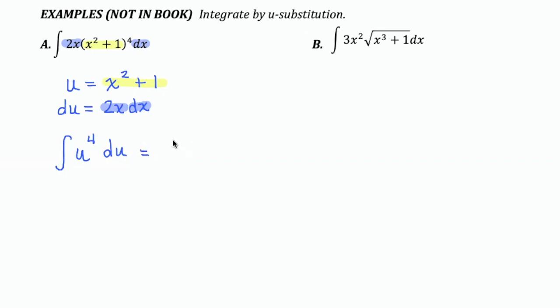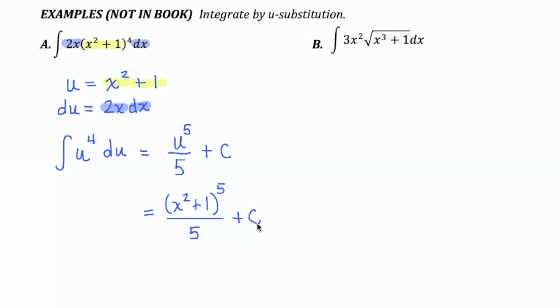u to the fourth, we're going to make it u to the fifth divided by 5. And we're going to put a plus c on this because this is an indefinite integral, the family of antiderivatives. This would be your answer in terms of u. The last step is to go back and swap out the u and replace it with the function in terms of x. So u is equal to x squared plus 1. I keep it to the 5th power, over 5, with a plus c at the end. And that's your first example.